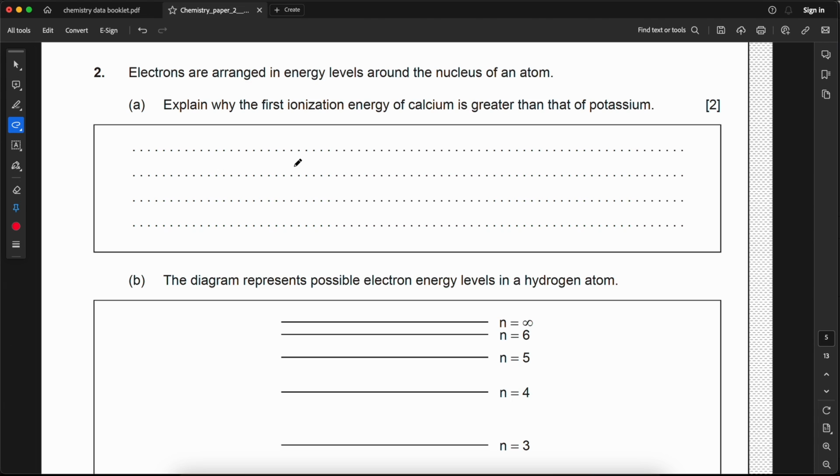Electrons are arranged in energy levels around the nucleus of an atom. Explain why the first ionization energy of calcium is greater than that of potassium.